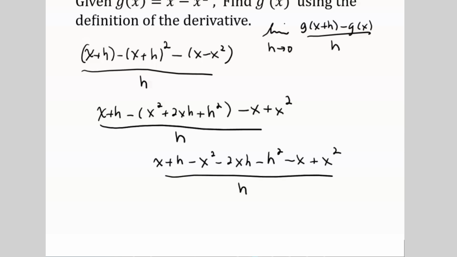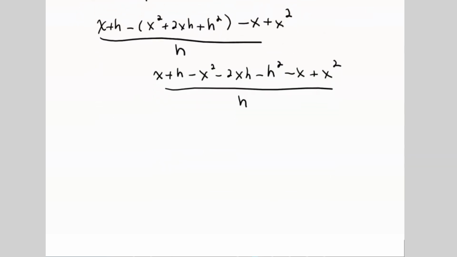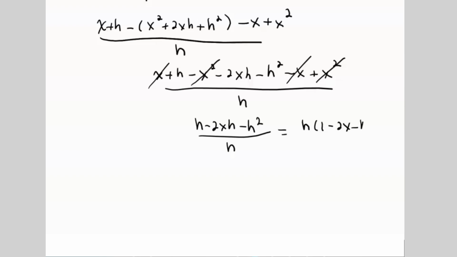Now, if we do this right, we should get some things canceling. I can see that I have an x and a negative x that cancel. I have a negative x squared and a positive x squared that cancel. So I'm left with h minus 2xh minus h squared, divided by h. And I can see that in the numerator I can factor out an h. So I get h times 1 minus 2x minus h, all divided by h.